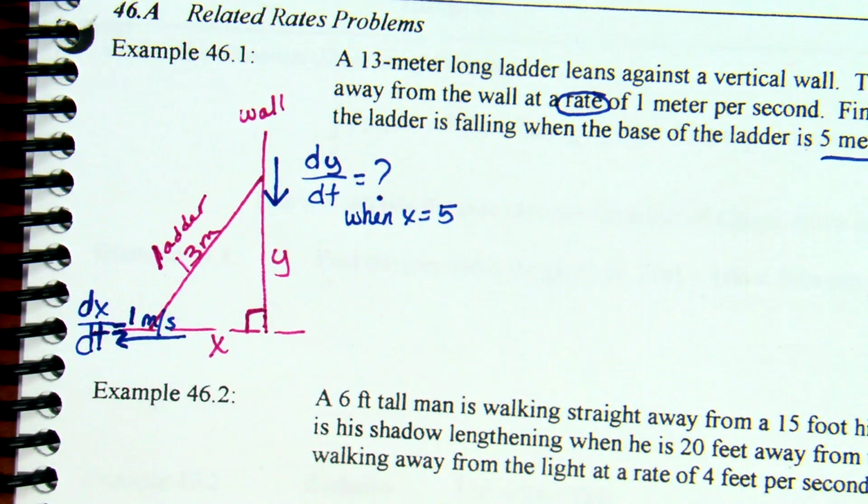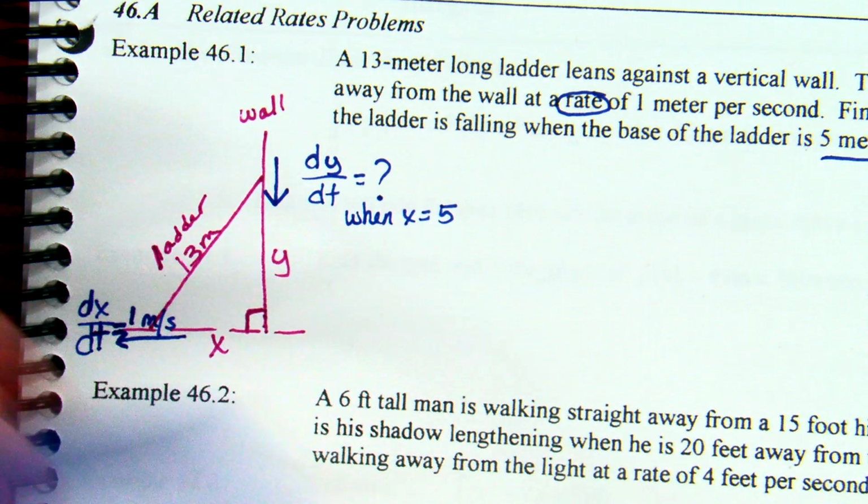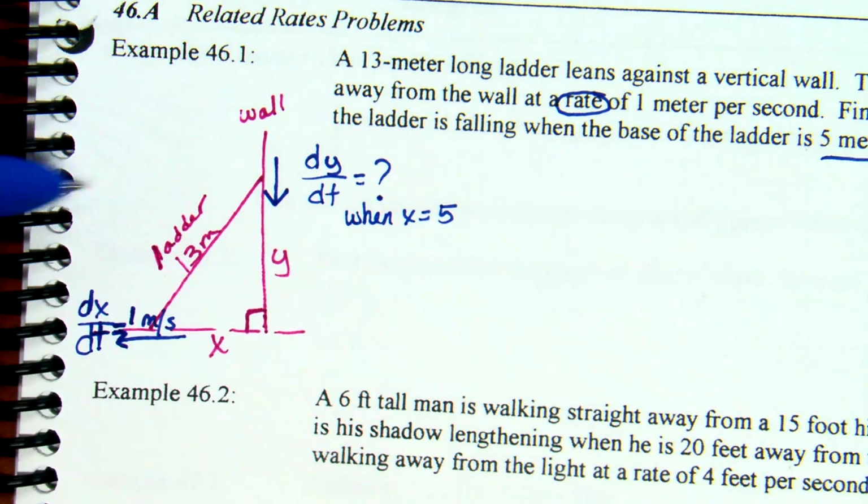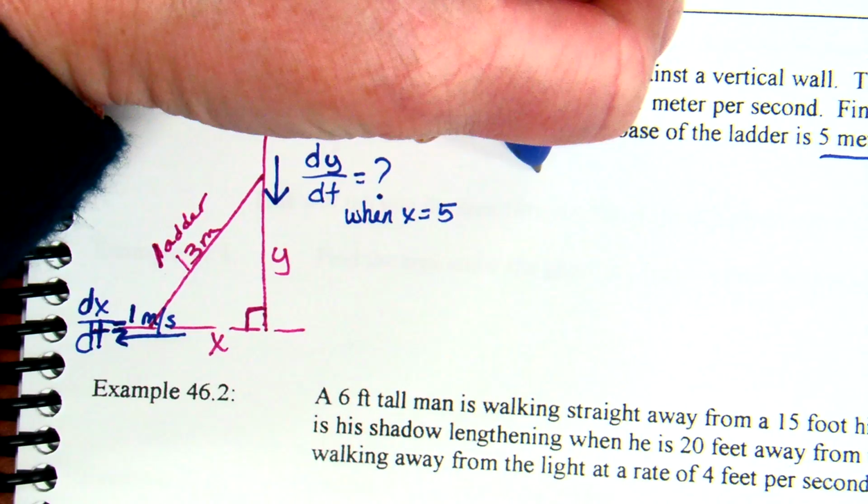I need an equation to set this problem up. Okay, I drew a picture. I labeled everything I could. I came up with, okay, I know what I need to look for. I need to look for dy/dt. What's an equation that connects this shape together? Pythagorean theorem? Yep. What's the Pythagorean theorem read for this particular triangle? X squared plus y squared equals 13 squared.